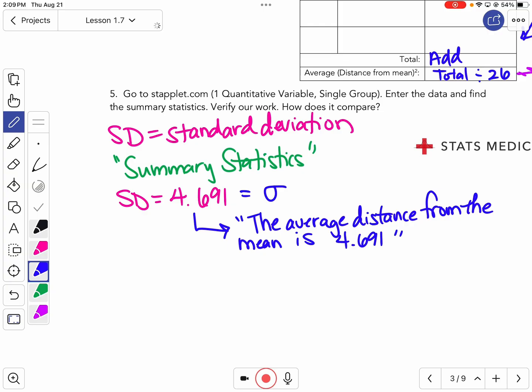Okay. These are what we refer to as measures of variability. It's how the data varies. Okay, range, how does it vary from the biggest to the smallest? Interquartile range, how does it vary between the quartiles? Standard deviation, what is the average distance? How does it vary from the mean? Okay, so that's why they're referred to as measures of variability.